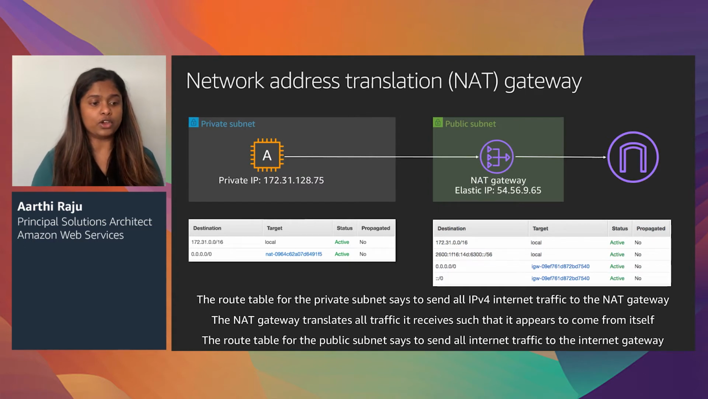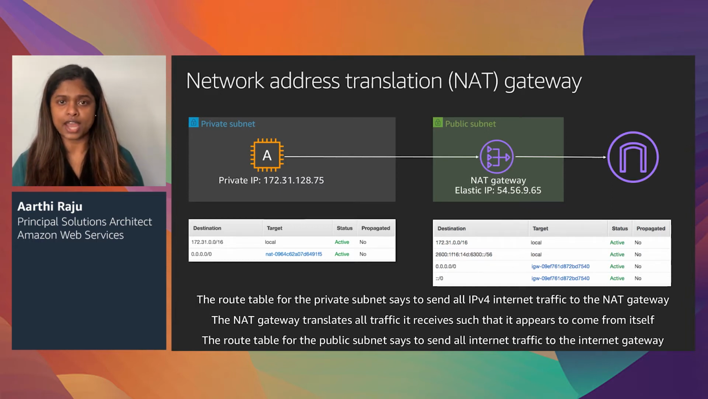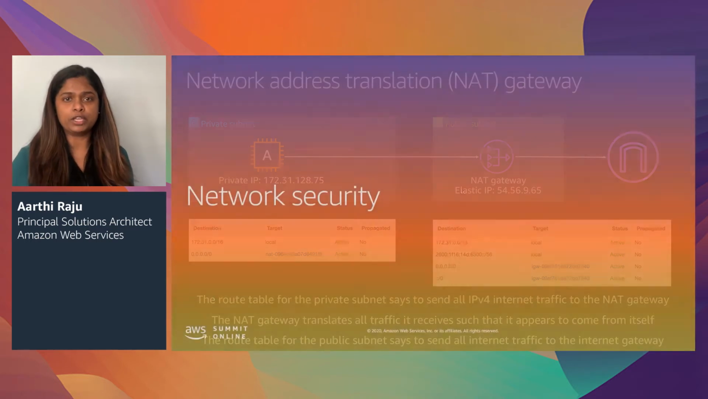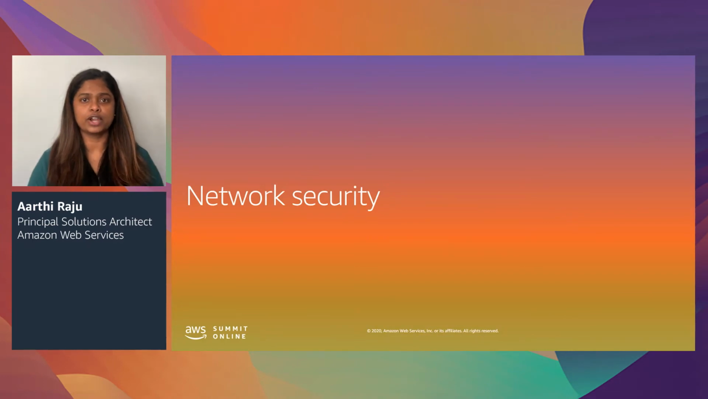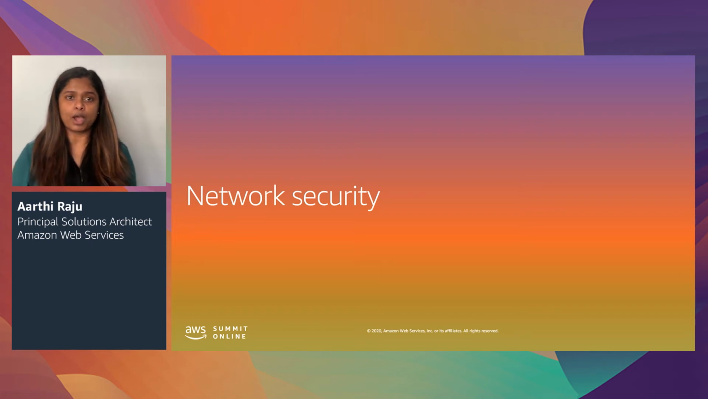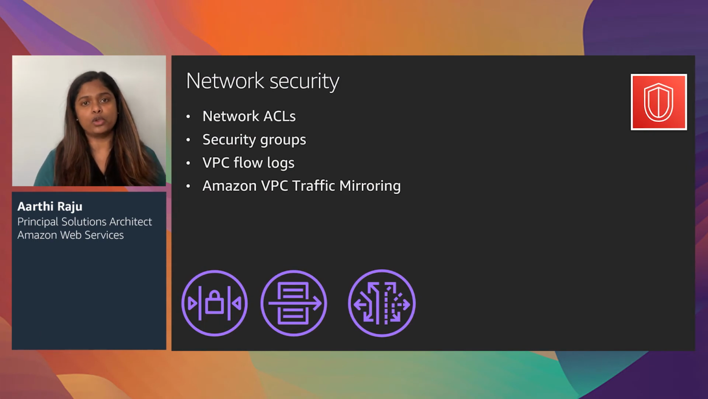So as you see here, you'll see in the route table that my private instance A has a route to the NAT gateway, and then the NAT gateway has the internet gateway attached to it. So now we've completed the connectivity piece. We've got internet connectivity figured out for our application. But there's two other important things that we want to talk about. One is the network access control list, and the other is security group.